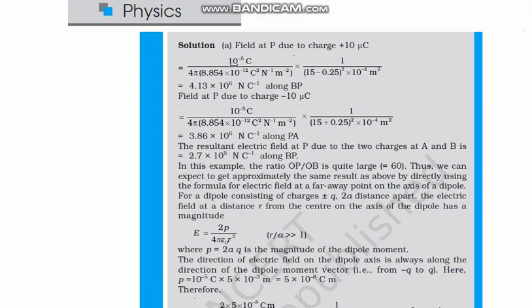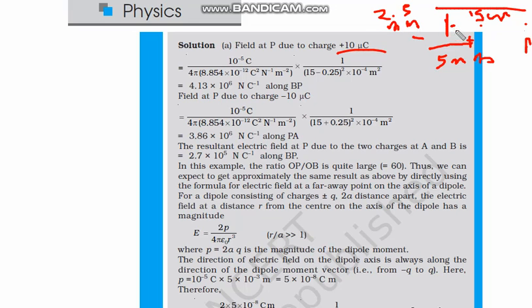Now let us solve this at point P, due to the positive charge. So this is the first case. Remember, this was negative, this was positive, and this is the point P. The distance was 15 centimeter and the distance between the charges was 5 millimeter. And this is the midpoint. The midpoint is 2.5 millimeter from the negative side and 2.5 millimeter from the positive side. Okay, so this is the whole diagram.